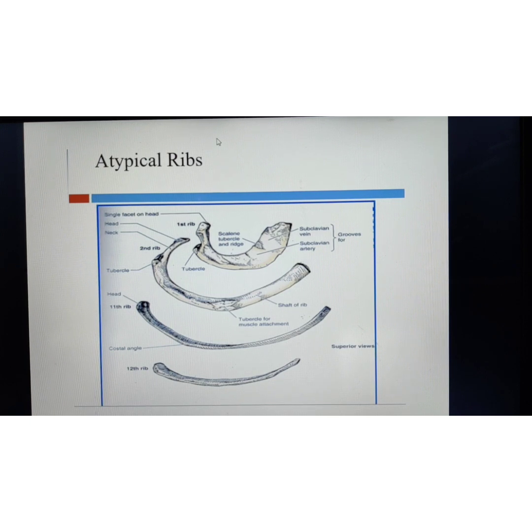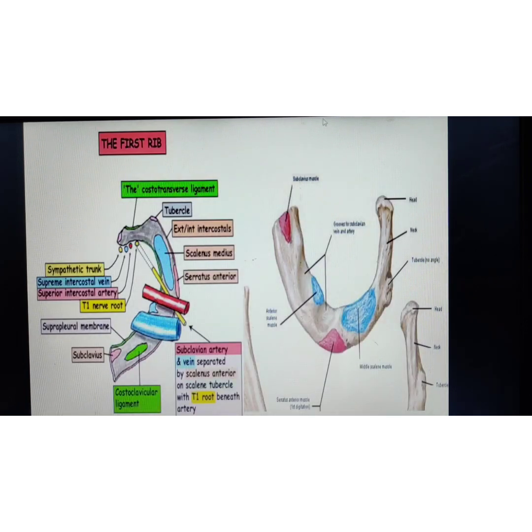The head of the first rib has a single facet as it articulates only with the first thoracic vertebra. The head of the first rib, as you can see here, has a single articular facet which articulates with the first thoracic vertebra. The tubercle of the first rib is prominent and it coincides with the angle.